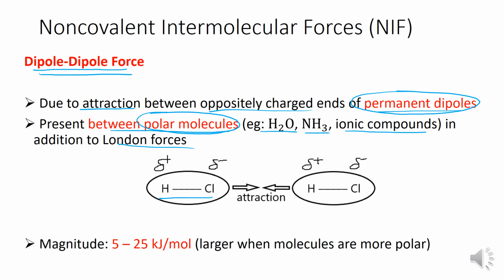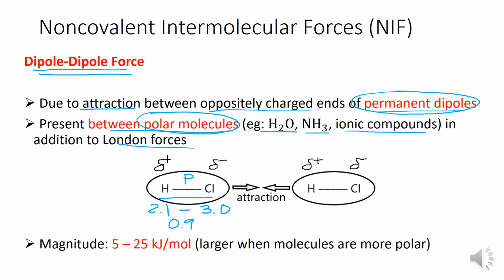First, let's determine whether this bond is polar or nonpolar. Let's compare the electronegativities. For hydrogen, that's 2.1. For chlorine, that is 3. The difference between these two values is 0.9, which is greater than 0.5. Therefore, this bond, or the entire molecule, is polar.